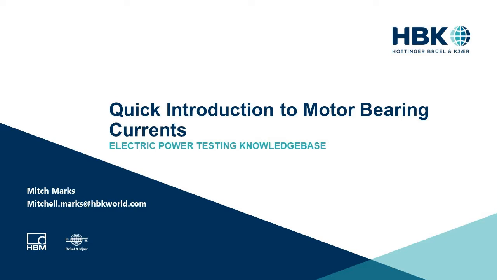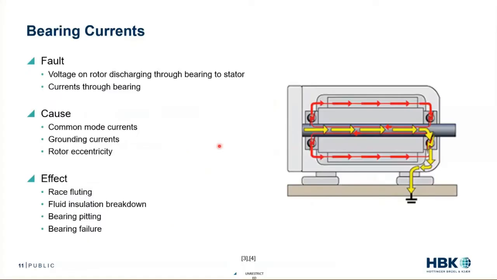All right, so let's look at the first one, bearing currents. This was the most common fault type. The fault is voltage on the rotor discharging through the stator, through the bearings to the stator. And in my little diagram here, I have my rotor shaft, I have my bearings.